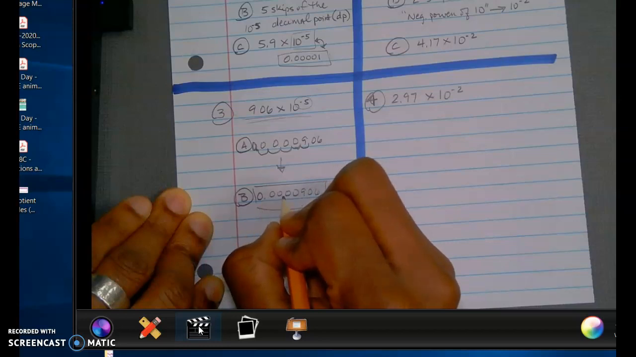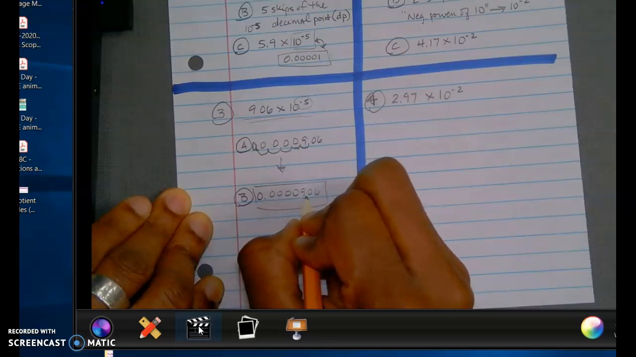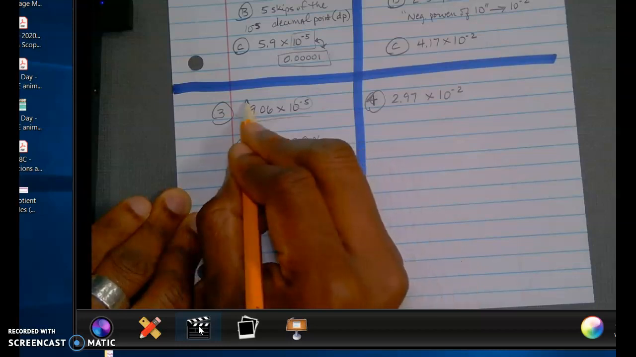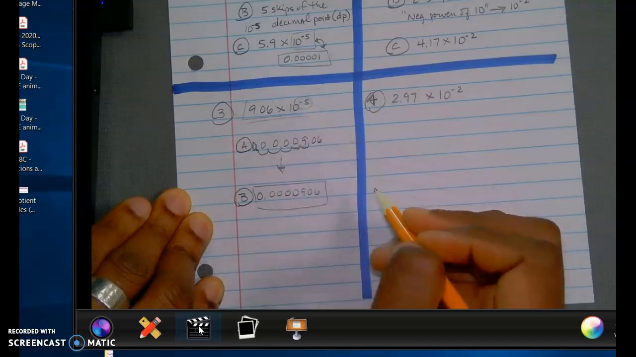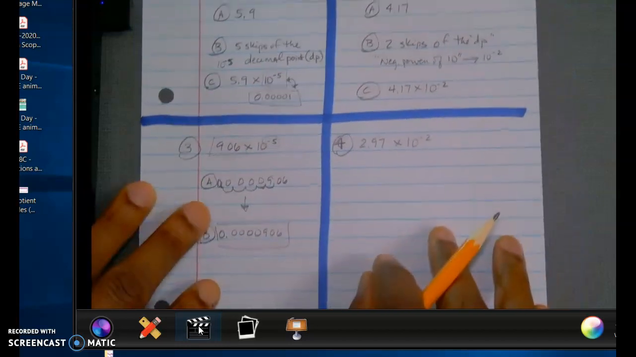That's 1, 2, 3, 4, 5. I was trying to make my coefficient again. I know that coefficient would be 9.06. I moved 5 places over, so 10 to the negative 5. So I did my check.